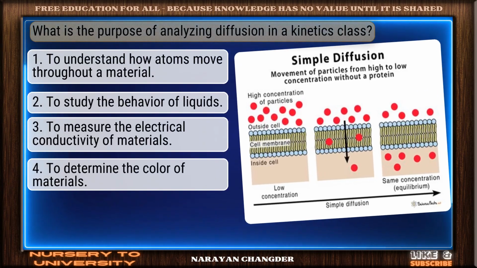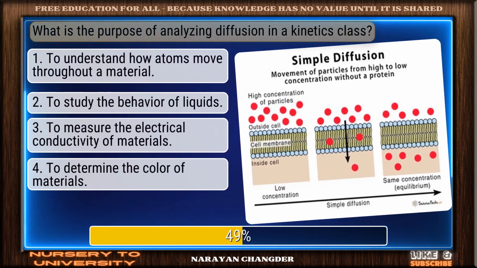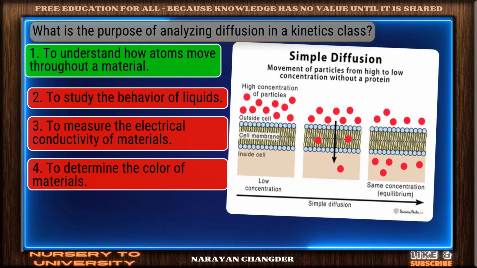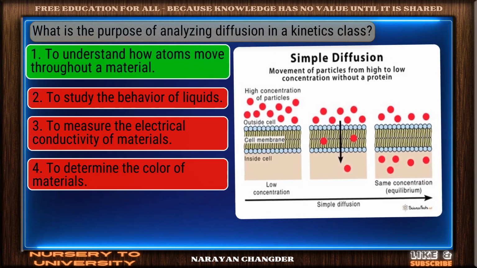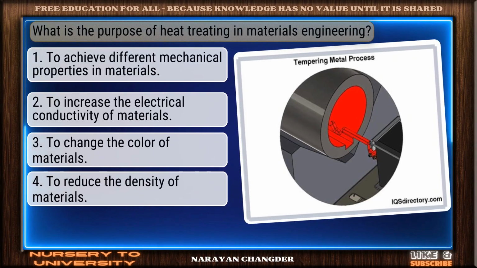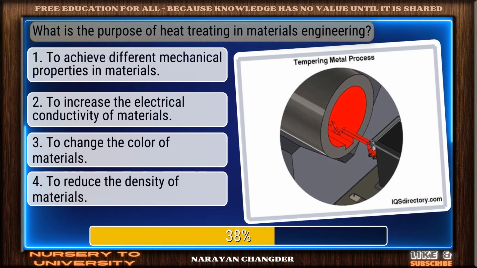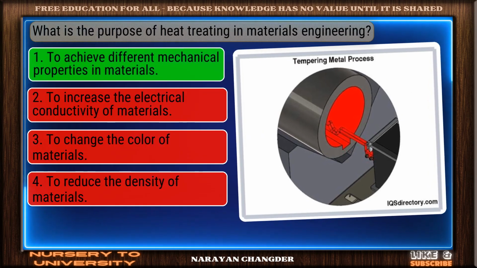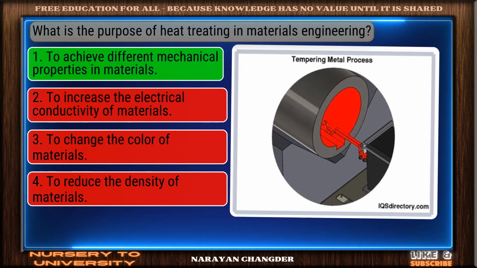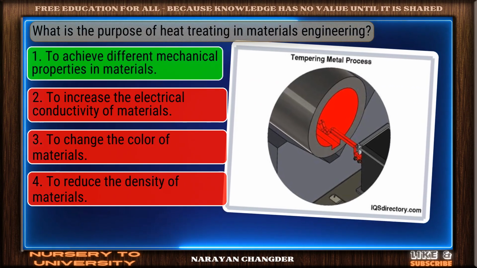What is the purpose of analyzing diffusion in a kinetics class? On track. To understand how atoms move throughout a material is the correct answer. What is the purpose of heat treating in materials engineering? Right choice. To achieve different mechanical properties in materials is the best answer.